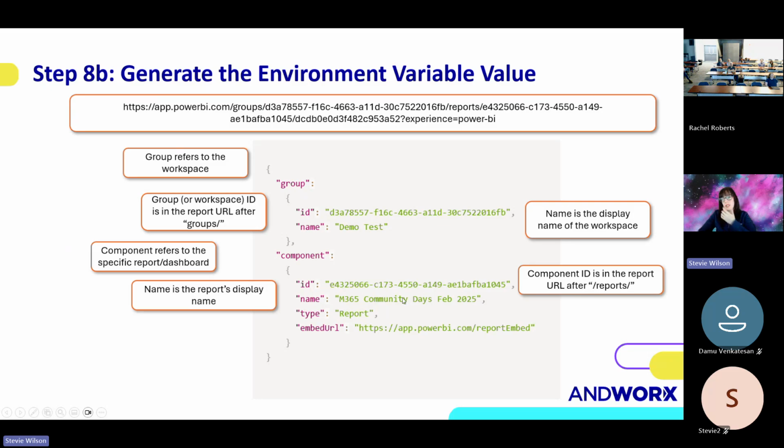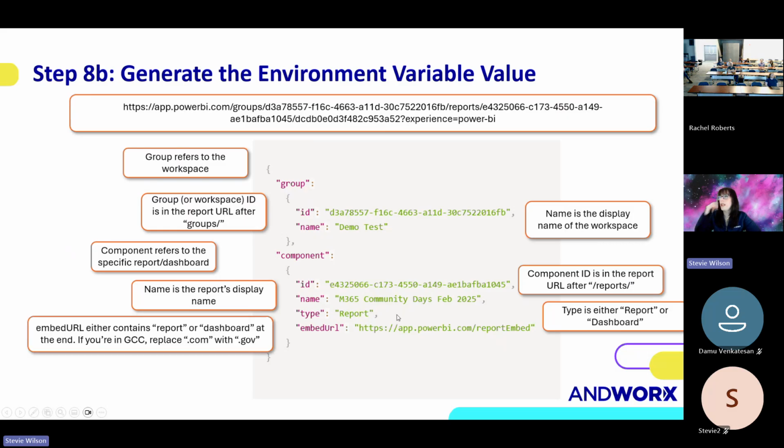The name is just the display name of the report. And then the type is going to either be report or dashboard, depending on the type that it is in service. And then this, I think, is the only piece that could trip you up. It's not even really complicated. We'll talk in the next slide about some troubleshooting tips for this. But the embed URL is pretty simple.